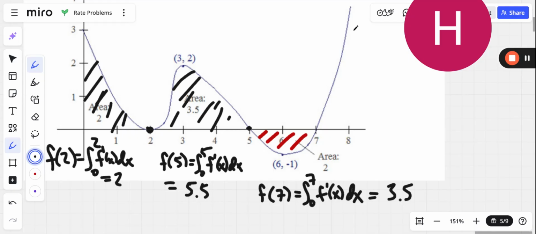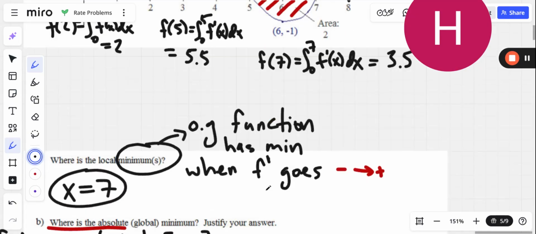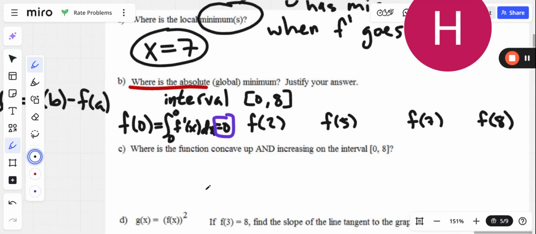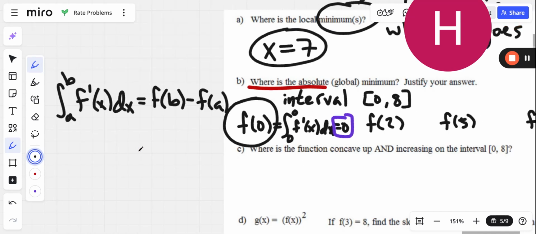And then lastly, we have f of 8, which is only going to add more area, so there's no way that that's the smallest. So really the smallest is going to be f of 0. Where is the absolute minimum? At x equals 0.